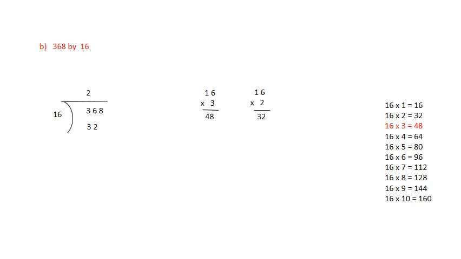16 twos are 32. Now we'll subtract 36 minus 32. So you're getting here 4. One number is left, so we'll bring it down, 8. Now 48 this. We have already written 16 threes are 48. So we'll write down here 16 threes are 48. We'll subtract it. So your quotient is 23.